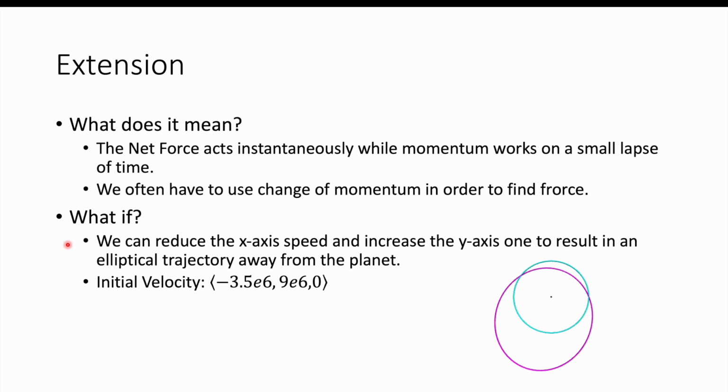Finally, what if we wanted to get an orbit around the black hole? We can see that by increasing the velocity and speed, and decreasing the magnitude of the x velocity, we will find an elliptical shape that will result in an elliptical trajectory around the black hole.